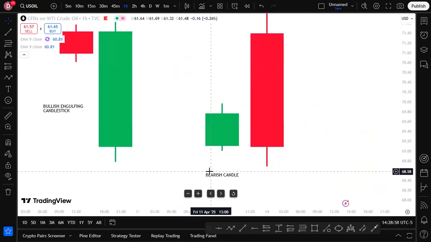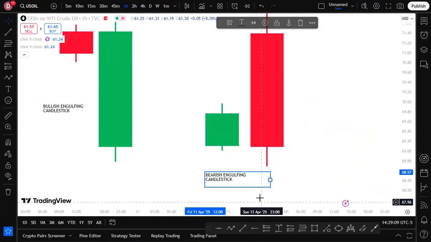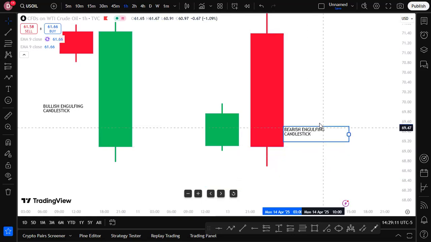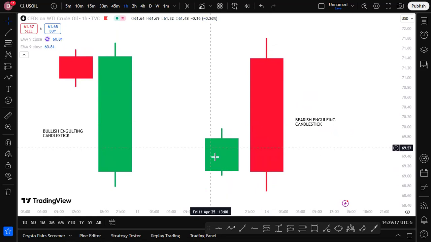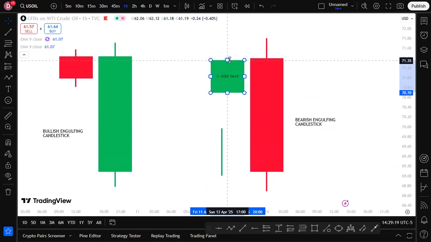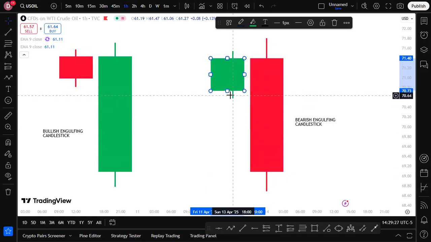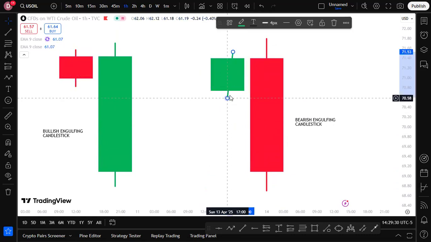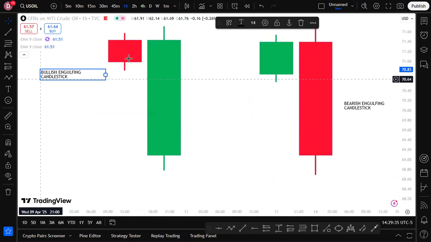Same thing with here. So here is a bullish one, and this is our bearish candlestick, right? This is our bearish candlestick. So that means this properly.